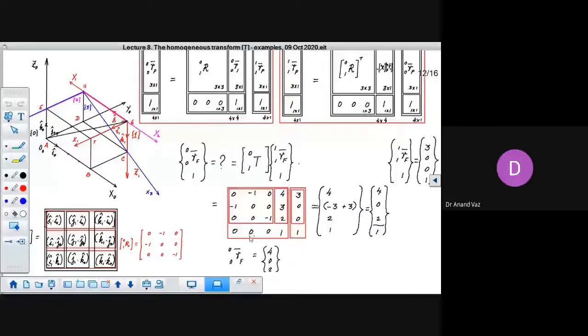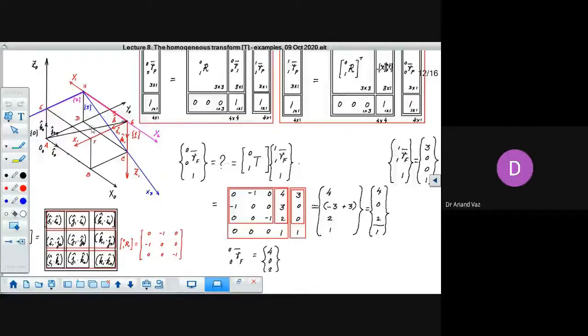a very simple method. We constructed this transformation matrix. We had the R matrix here, and we had the position of the origin of frame 1 with respect to 0 over here. Okay, and we could operate this transformation. So the remaining elements were 0, 0, 0, 1, and we could operate this transform on this augmented vector r_F with respect to 1, expressed in frame 1.